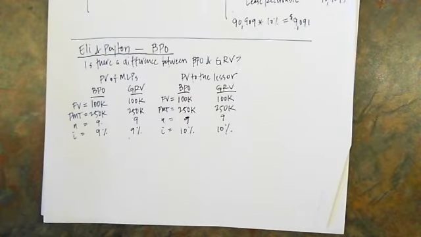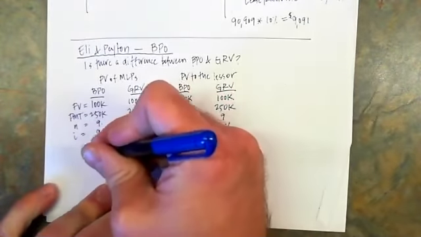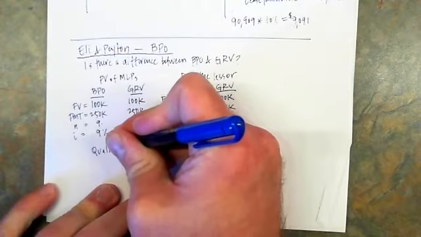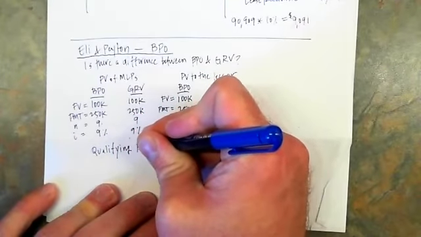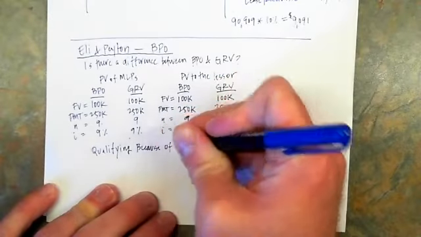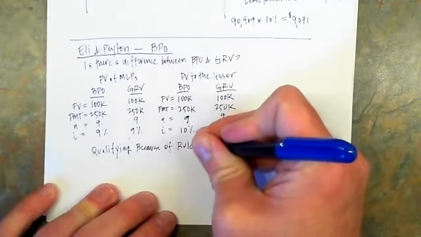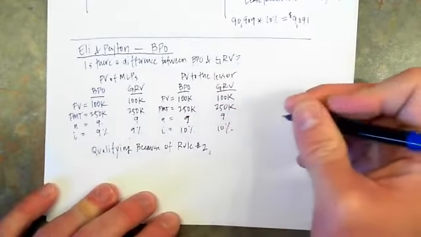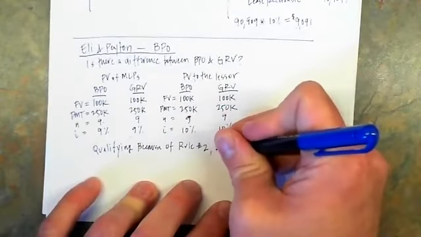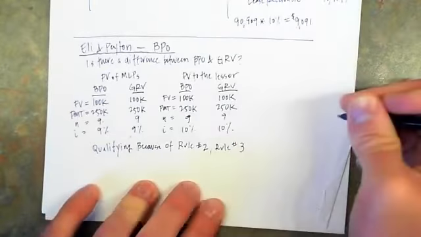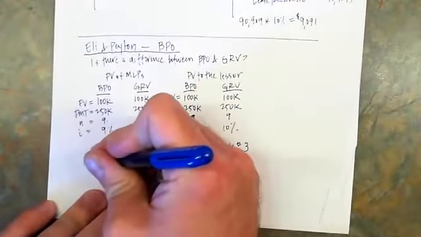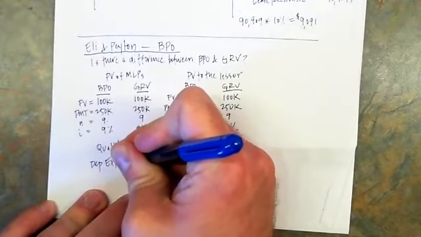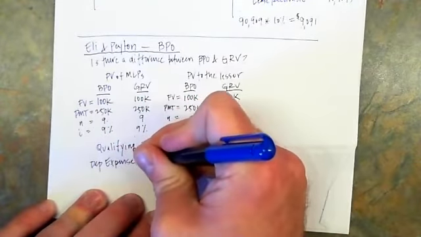Now, what will change or could change? We are now qualifying because of Rule 2. We are still qualifying because of Rule number 3. So depreciation expense may be different.